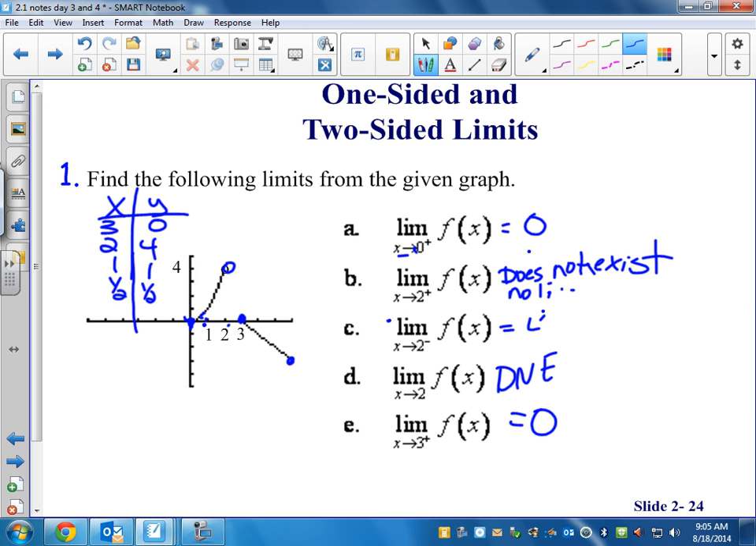Does that kind of make the left and right thing a little bit clearer? Pretty much, we're just kind of taking random points and then... Not random points. We're looking closer and closer to whatever the final limit is.